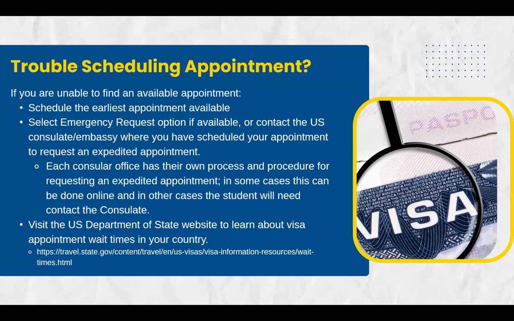Sometimes it can be done online. Sometimes you'll need to contact the consulate directly. But what we usually recommend is visiting the U.S. Department of State website to learn about the visa wait times in your country, which again, you'll see that website linked here on the screen. This will give you better information about how long in advance you'll need to schedule that visa appointment so you have time to apply. You can go through that administrative processing and then also have time for the visa stamp to be placed in your passport and returned to you.